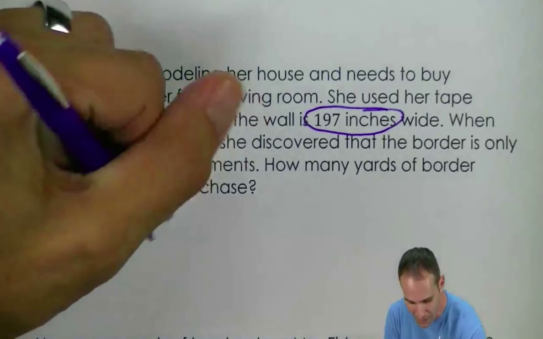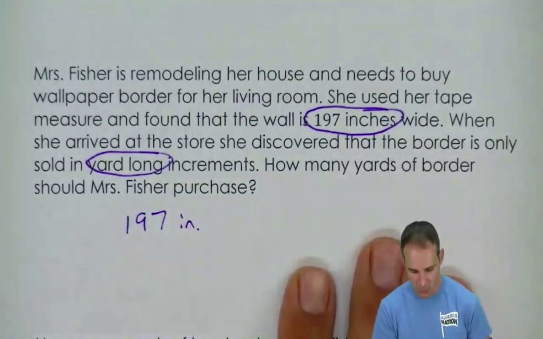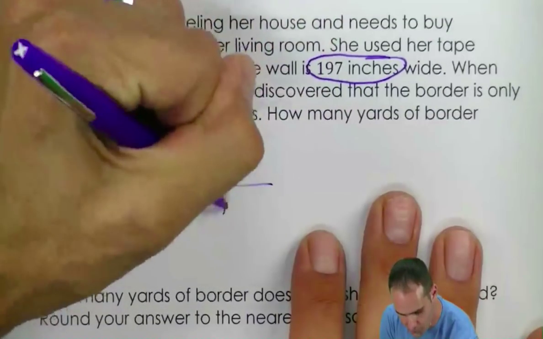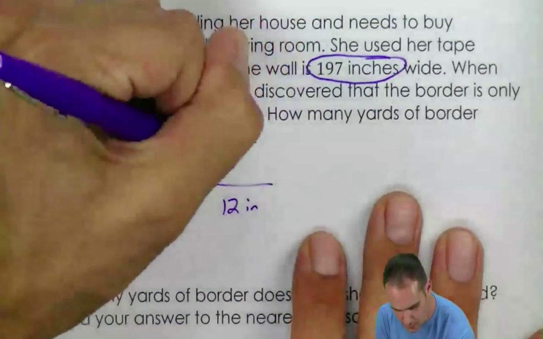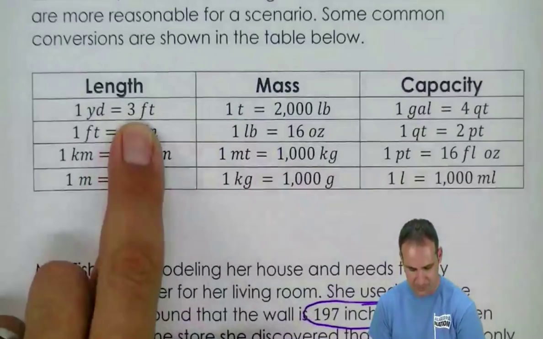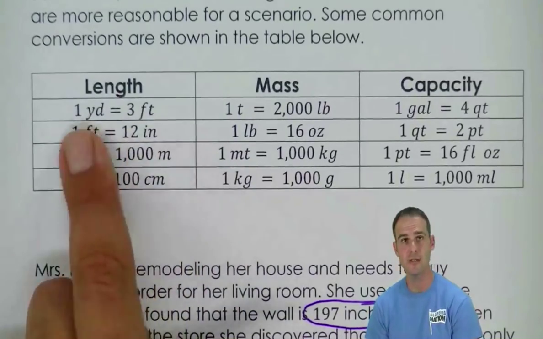Well, we have 197 inches. We know for every 12 inches, there's going to be 1 foot. And then for every 3 feet, we're going to get 1 yard. So 12 inches, 1 foot, 3 feet, 1 yard.